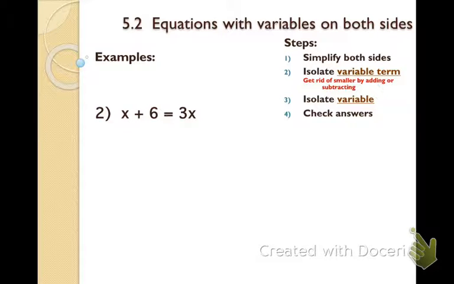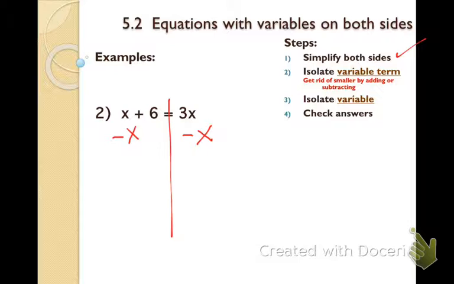Okay, second example. First step, simplify both sides. Okay, the left side already simplified, right side already simplified, check. Isolate the variable term. Get rid of smaller by adding or subtracting. In this one, 1x is smaller than 3x. So I'm going to get rid of the 1x. To get rid of 1x, I subtract 1x, or just x, on both sides. I still have to do the exact same thing to both sides.